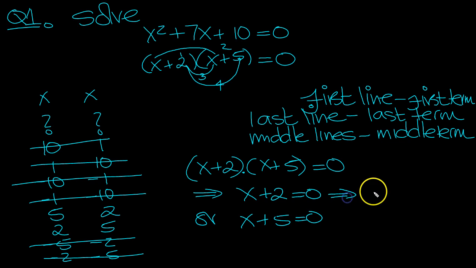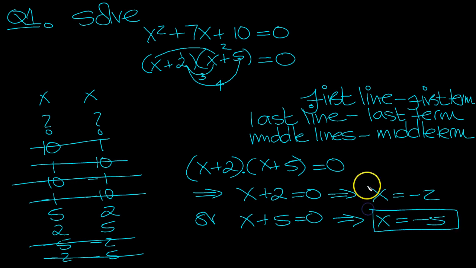This one tells you that x must equal minus 2, and this one tells us that x can equal minus 5 as the other solution. So there's two solutions in this case. And we can check them.